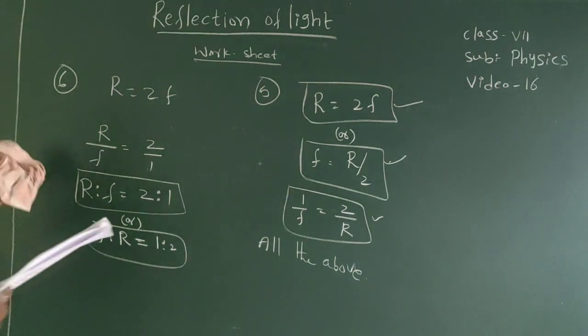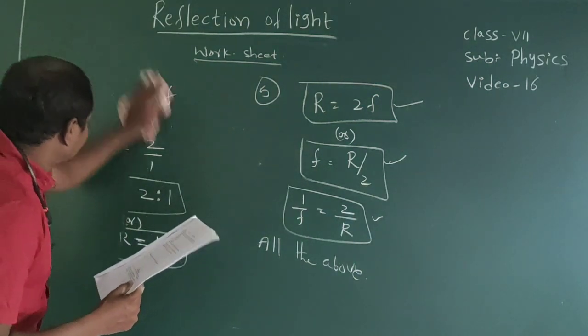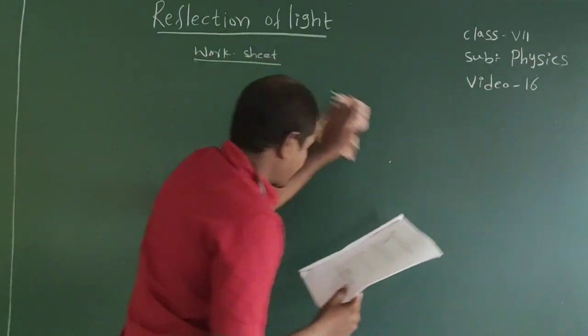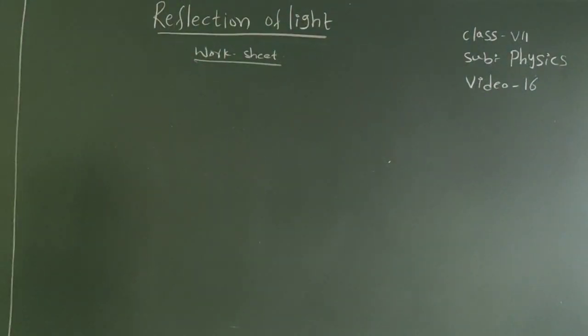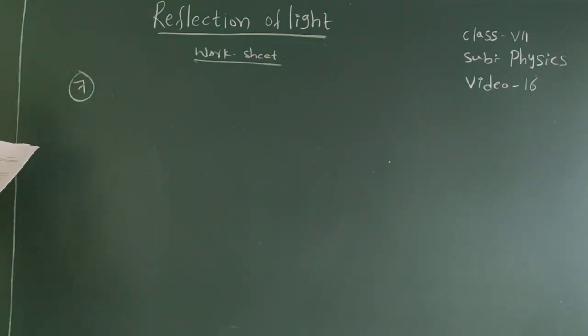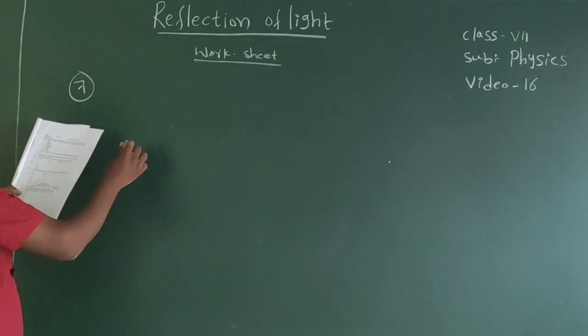Okay. Next, 7th one. The image of an object formed by a spherical mirror is the point of intersection of dash rays, reflected rays. Question number 7. The answer is reflected rays.